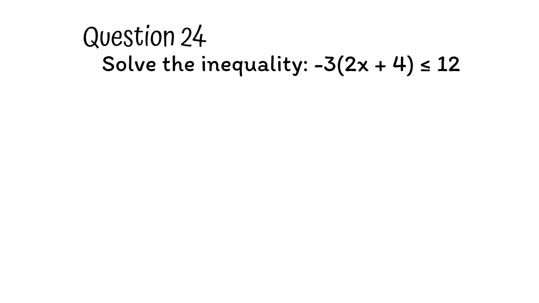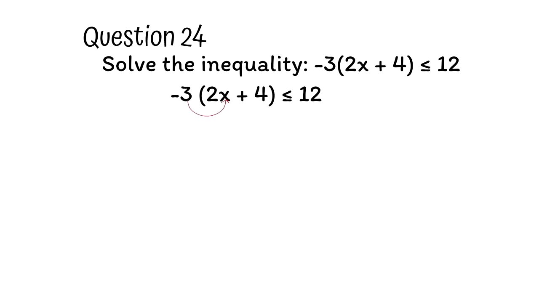Question 24. Solve the inequality, negative 3 times 2x plus 4 less than or equal to 12. Inequalities are always simple to work by following the order of operations in solving mathematical equations. We have negative 3 times 2x plus 4 less than or equal to 12. By order of operation, expand the parenthesis. Use the negative 3 to multiply each of the terms in the parenthesis.